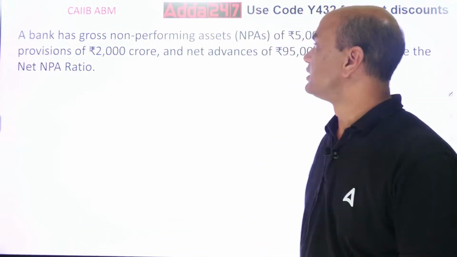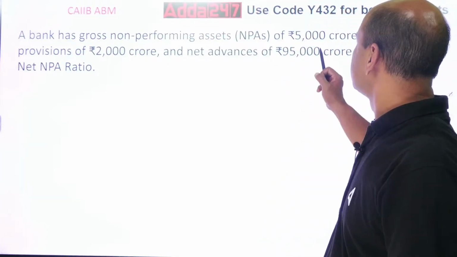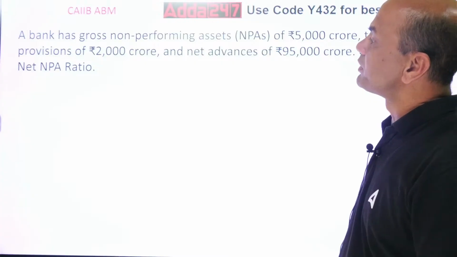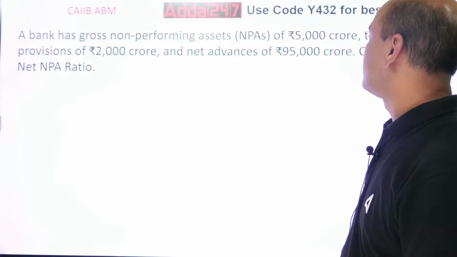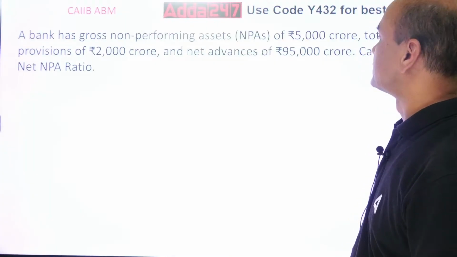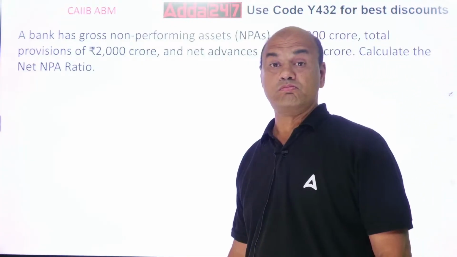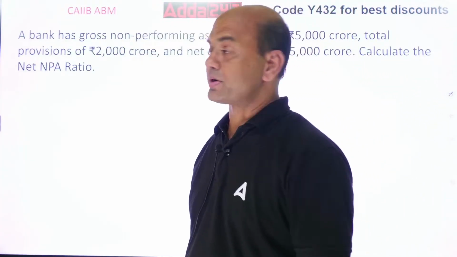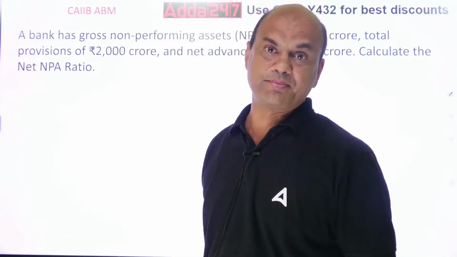What is this? A bank has a gross non-performing asset of 5,000 crores, total provision of 2,000 crores and net advances of 95,000 crores. Calculate the net NPA ratio. This is also very important. Net NPA ratio. Firstly, understand the meaning of net NPA.